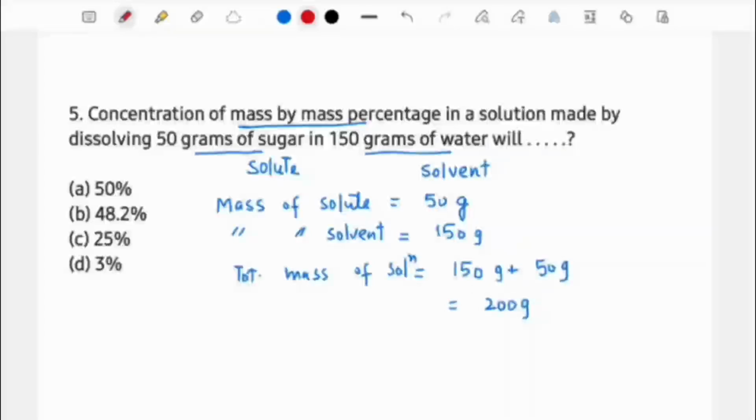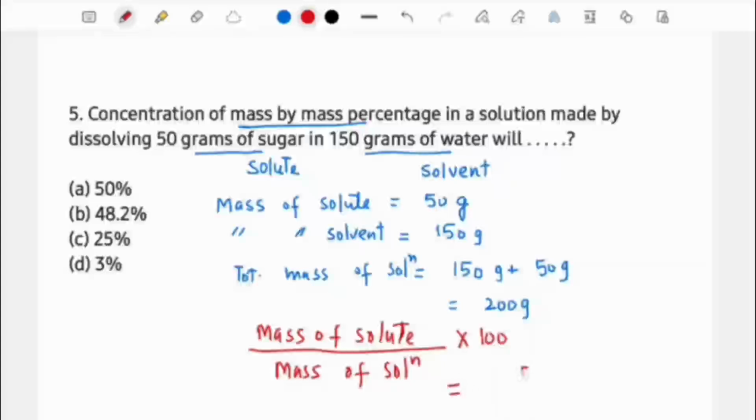Okay, so speaking of mass percent of the solute, it will be mass of solute, not solvent, sorry, solute divided by total mass of solution multiplied by 100. So it will be 50, that is the mass of sugar. Mass of solution is 200 multiplied by 100. So this is 25%. Alright, 0 and 0 cancels out, 2 ones are 2, 25. Alright, therefore option C is the correct option.